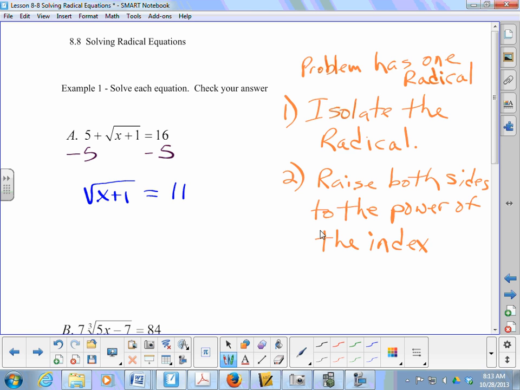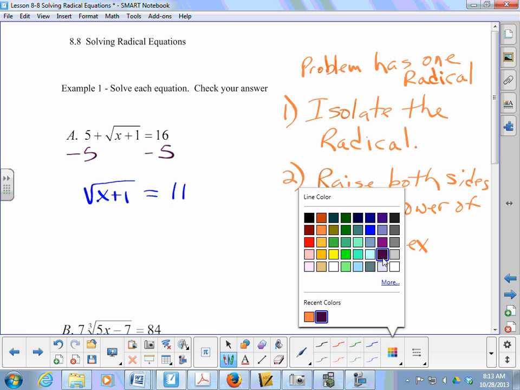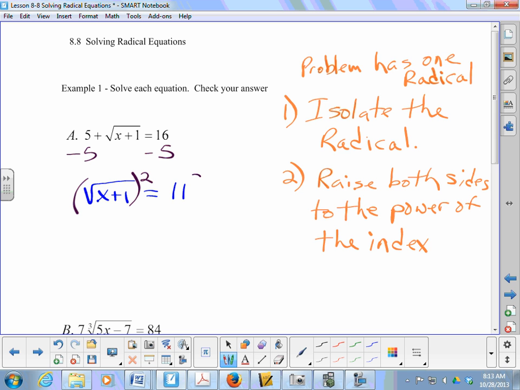The reason I say that is because we're not just dealing with square roots anymore. We looked at cube roots and fourth roots and fifth roots. And so regardless of the situation, we're going to raise both sides to the power of the index. So in this case, the index is a 2. So we're going to square both sides. So we get x plus 1 equals 121. So x equals 120.